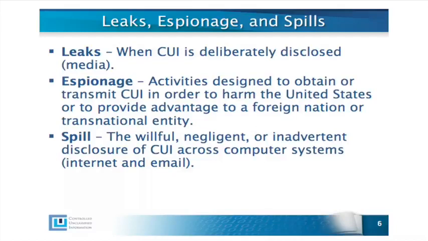Espionage would be where an individual or individuals took active steps to obtain or transmit CUI from an organization. A data spill would be the willful, negligent, or inadvertent disclosure of CUI across computer systems, such as over the internet or through email. A data spill would also be where CUI could possibly be posted to a social media site. There are a number of measures in place to protect CUI.